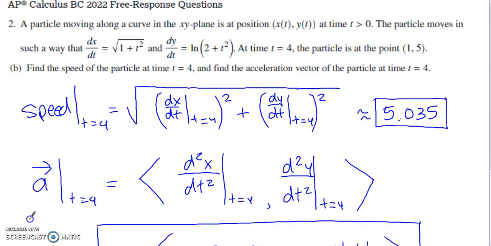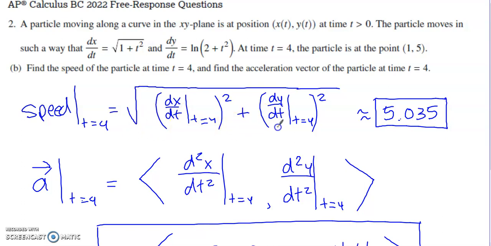Part B asks us to find the speed of the particle at time 4. So the speed is going to be the magnitude of the velocity vector at time 4. The x component of velocity at time 4 is dx/dt evaluated at time 4. The y component of velocity at time 4 is dy/dt evaluated at time 4. To find the magnitude of the resulting vector, I just have to resolve that vector, and that simply amounts to applying the Pythagorean theorem with the x and y components of velocity used as the legs of the triangle.